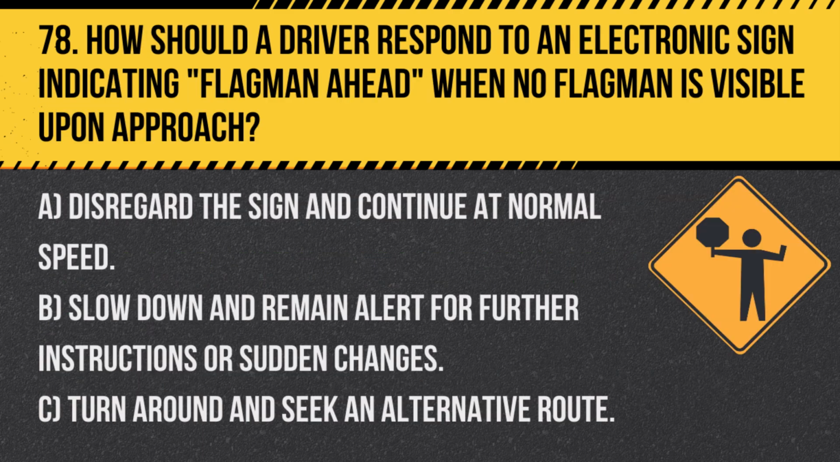Question 78. How should a driver respond to an electronic sign indicating flagman ahead when no flagman is visible upon approach? A. Disregard the sign and continue at normal speed. B. Slow down and remain alert for further instructions or sudden changes. C. Turn around and seek an alternative route.